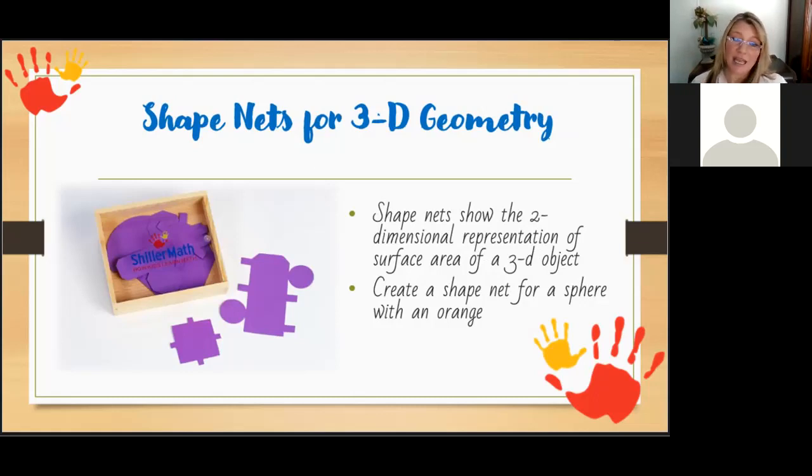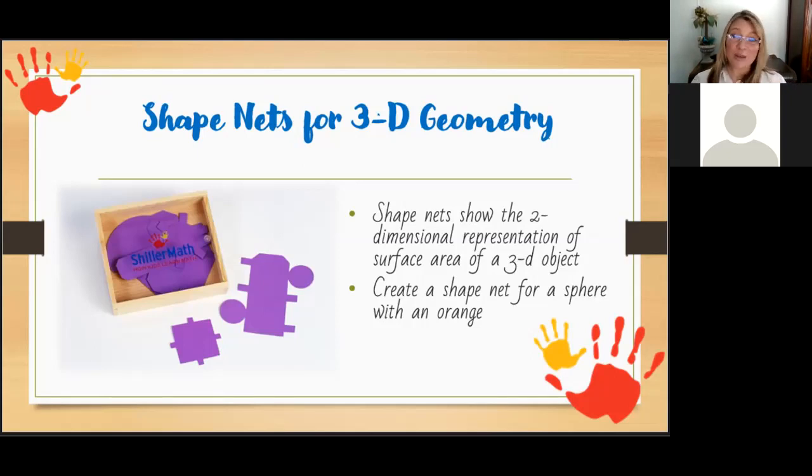But the shape nets are going to show you the two-dimensional representation of that surface area of a 3D shape. They're going to create three-dimensional shapes with these. And like many of the other printable manipulatives, if you're not using ShillerLearning Math Kit 2, you can simply go ahead and create something like this in a Word document to print it and cut it out so that your child can create shapes with them.